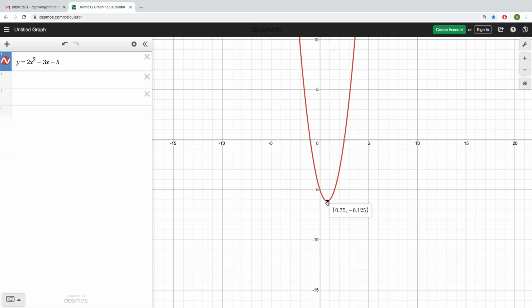The axis of symmetry is just the x coordinate of this. The direction of opening opens up. The y-intercept is minus 5. You can see this is our y-intercept. And our x-intercepts are x equals minus 1 and x equals 2.5.